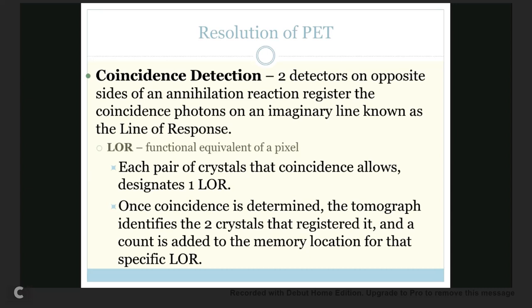Each pair of crystals that coincide allows a coincidence to be made. Once the coincidence is determined, the tomograph identifies the two crystals that register, and then the count is added to the memory of the local, which localizes it for a specific location.